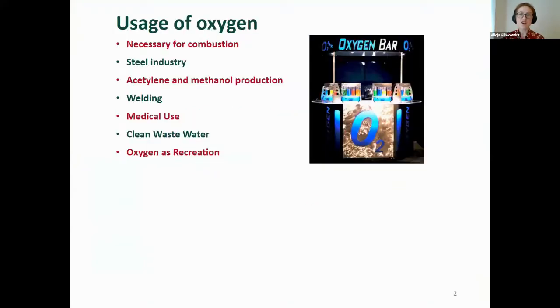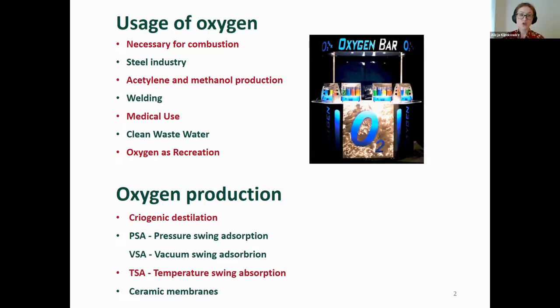First of all, a quick reminder where we use oxygen in the industry. Mainly we use it in the steel industry and also for the production of some chemicals, but also in welding. But now, with the unfortunate situation of the pandemic, we all appreciate the role of oxygen for medical use, right? As an anecdote, I found a possible use of oxygen as recreation. Apparently in the US there are oxygen bars where you can actually breathe in just pure oxygen.